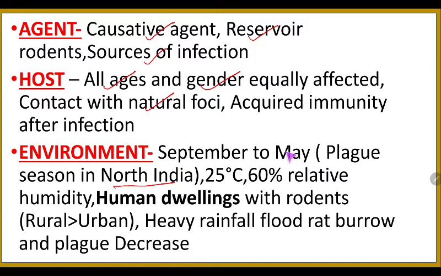Plague season is September to May. One important thing: 20 to 25 degrees Celsius and 60% relative humidity are the important factors for the bacteria to grow. Remember this because we'll be discussing it soon. Then human dwellings: a place where there are more rodents has more risk of getting plague, especially rural areas, because in rural areas there will be fields. In those fields there will be more rats, and rural areas are common sites for plague outbreaks.